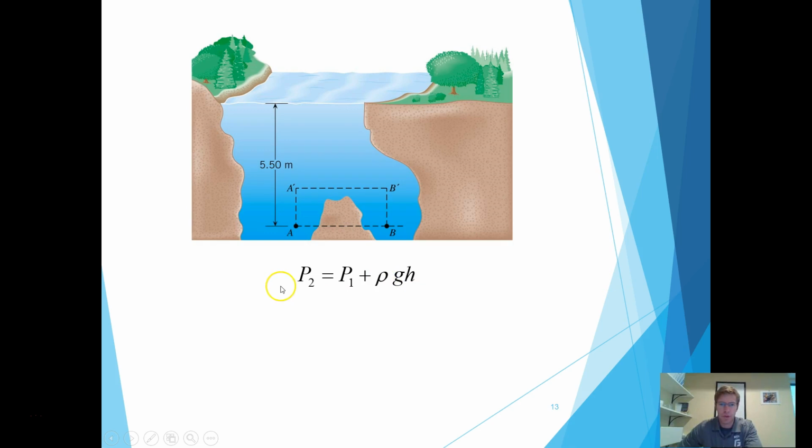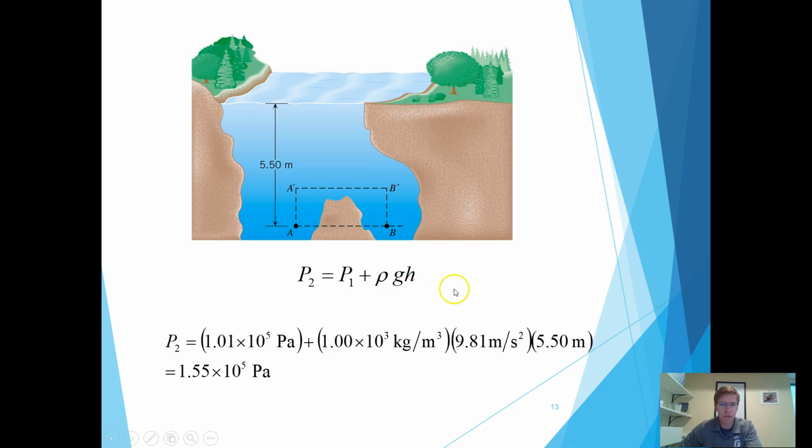So hopefully you tried it out. Again, pressure at some depth is equal to the pressure at the top plus rho g h. So pressure at the depth is what we want for point A. The depth, the h, is 5.5 meters. P1, what is that? A lot of people just say, oh, it's 0, right? You're at the top. No, that's atmospheric pressure. The air is still pushing down on top of that water.